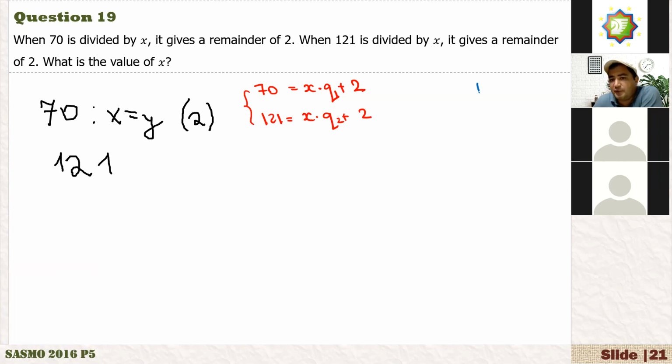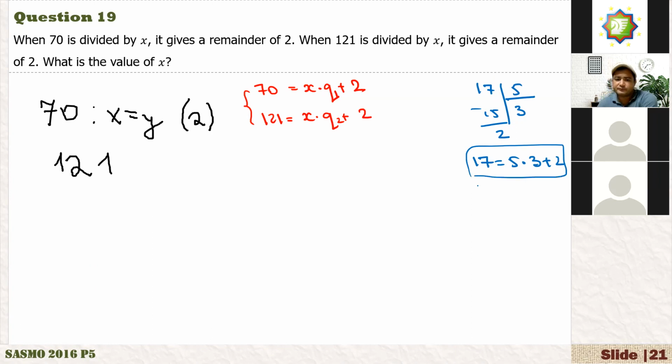As I told you, for example, if I divide 17 by 5, the quotient is 3. 3 times 5 is 15, and the difference is 2. So how can I write this relationship between 17, 5, 3, and 2? I can always write it as 17 equals 5 times 3 plus 2. You need to practice how to write the numbers in this way.